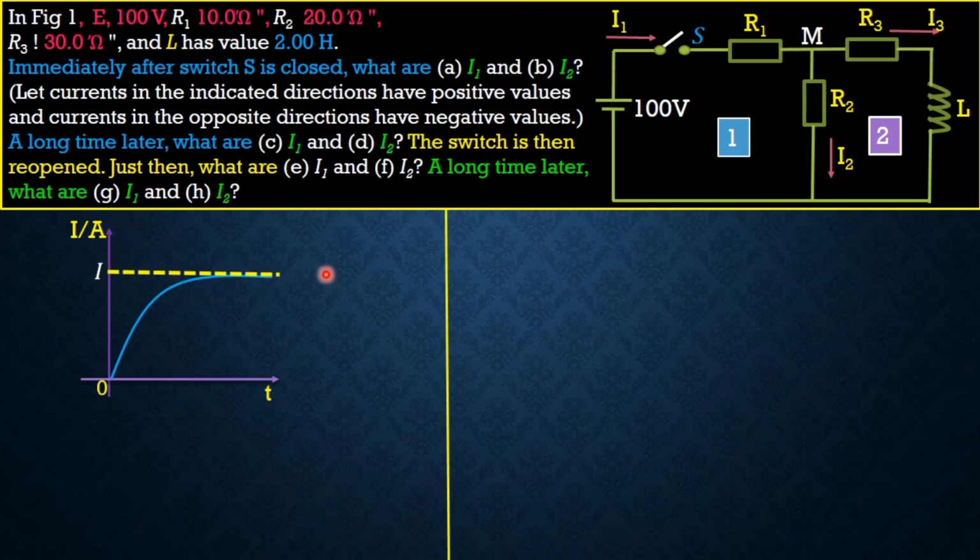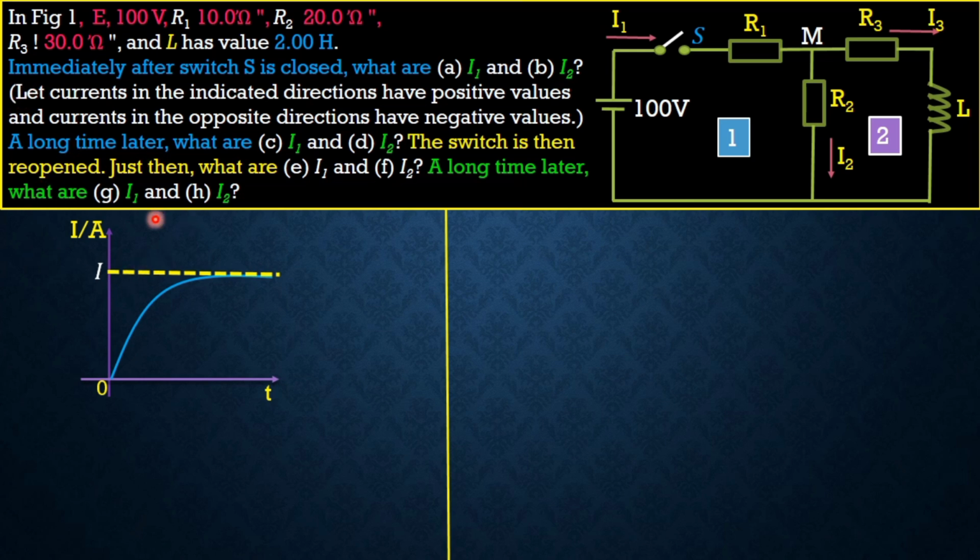All the solution to this problem we have, everything has been summarized just with this graph. If you can understand the shape of this graph and the properties of the graph, it means you're going to understand everything I shall be doing. The first part is saying that immediately after the switch S is closed, what are I1 and I2?